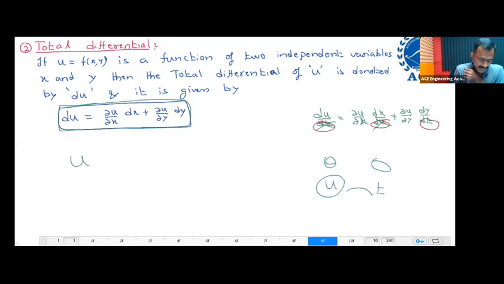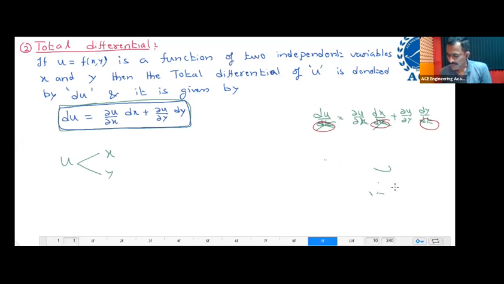Now, first we'll draw the diagram for this relation. The given relation is like this. U is in terms of x and y. That's all. And for this total derivative, the relation diagram is like this. U is a function of x, y, again x is a function of t, y is a function of t. That's all. It is the relation.